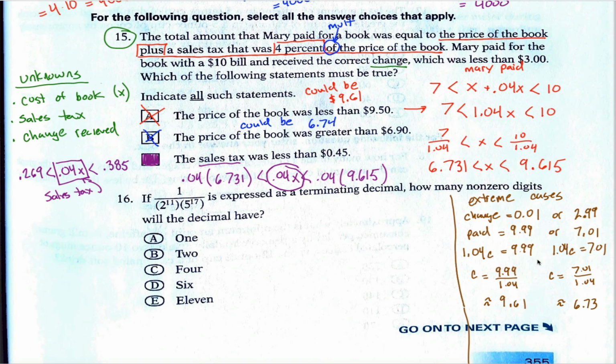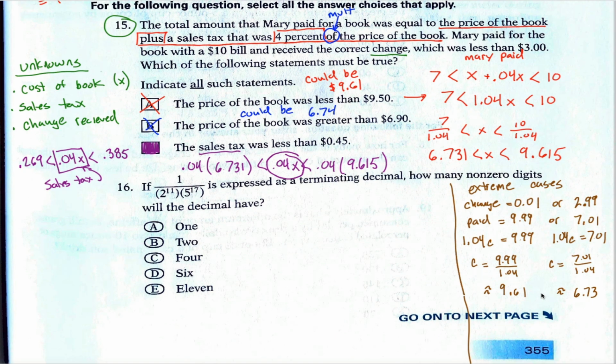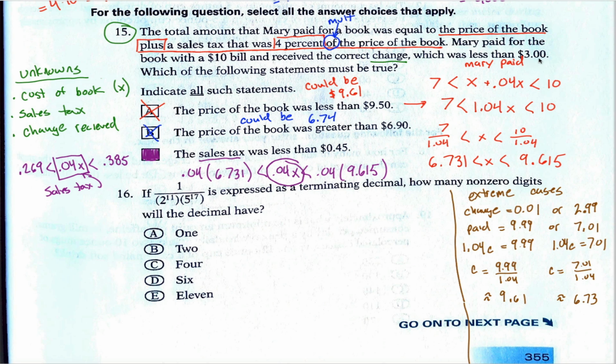If you don't like these inequalities, you can consider extreme cases, which is really just evaluating the endpoints of these inequalities, but it might make more sense to you intuitively, right? She got less than $3 back. How much did she get back? I don't know. Maybe 1 cent, maybe $2.99. Most likely some number in between the two of those. You consider these extreme cases and you figure out that the cost of the book in this extreme case was $9.61 and the cost of the book in this extreme case was $6.73.